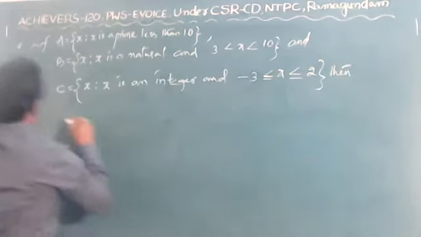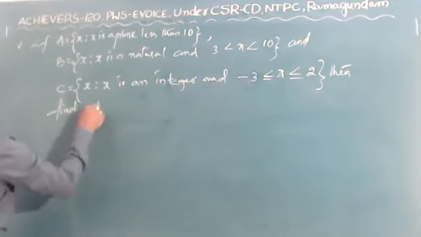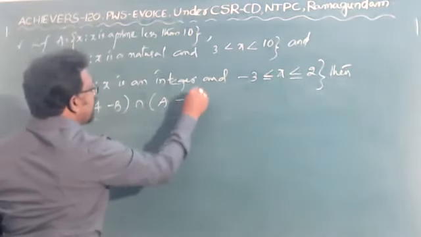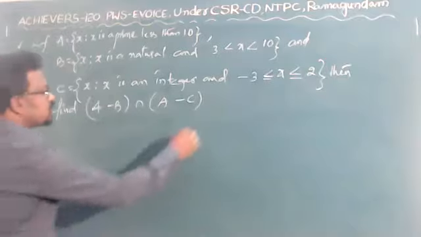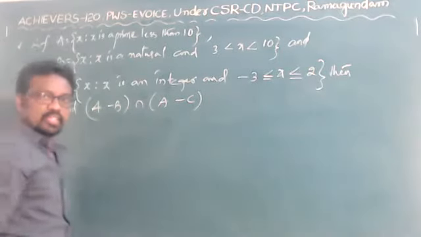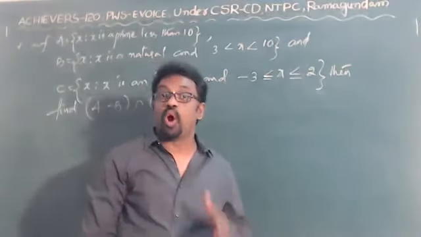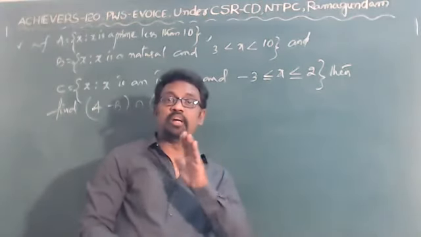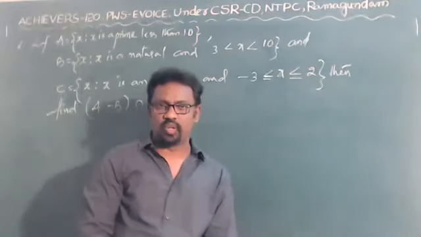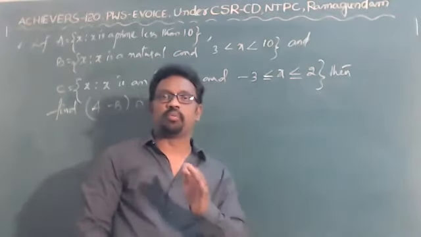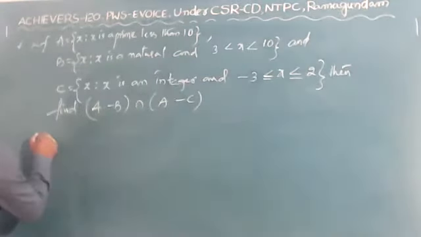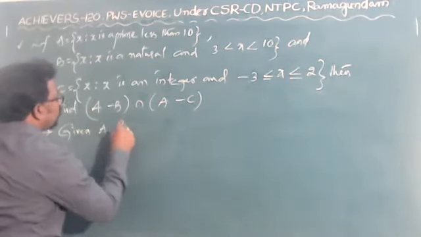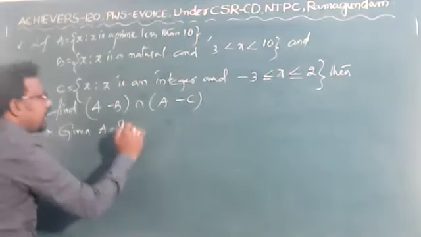Now the question is, then find A minus B intersection A minus C. We will see this question. What do we have to do first of all? First of all, you have to convert set builder form to roster form. Solution is given directly. If you want to write the step again, you can write it here, no issues.